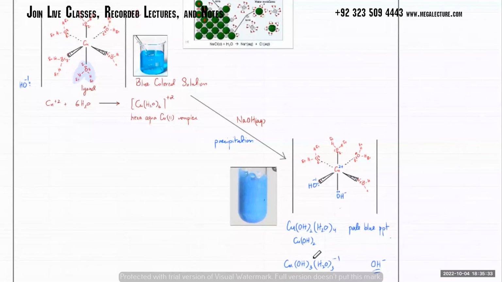And if a third OH ion comes in, then it becomes negatively charged. Then it's going to repel the OH ions. It's not going to keep them with itself. So there's going to be repulsion instead of attraction. So usually the reaction stops after 2 OH ions coming in. Is that clear as well?